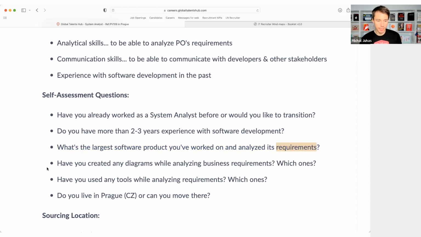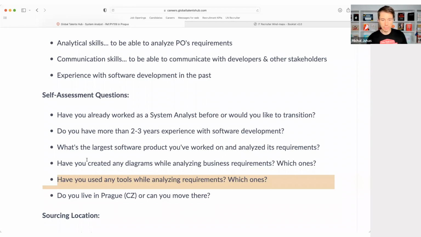If yes, great. Have you created any diagrams while analyzing business requirements? Which ones? And we can also, during this webinar, look at a few different diagrams that we can assume these candidates should know. Have you used any tools while analyzing requirements? So one thing is the diagram, and the other thing is a tool that the person has used. So based on these diagrams and tools, we can find on LinkedIn people who have experience with system analysis.